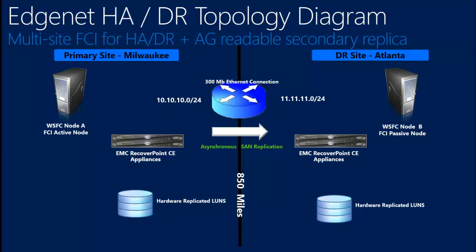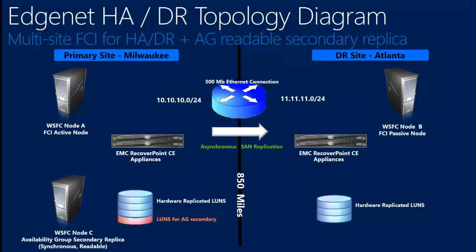So the hardware LUNs are on the bottom here, and you see that those are replicated across to the other side. So from the SQL Server instance, it just looks like there's one set of disk. The block-based replication abstracts all of that from the server. So it just looks like a local failover cluster instance.